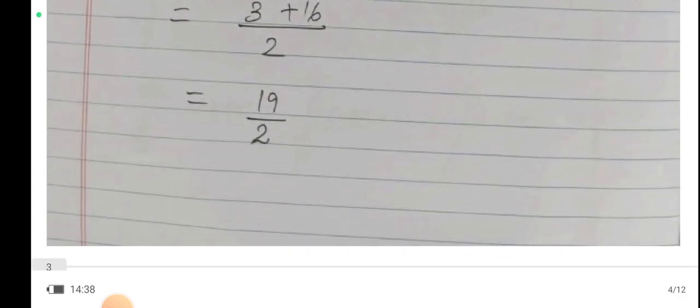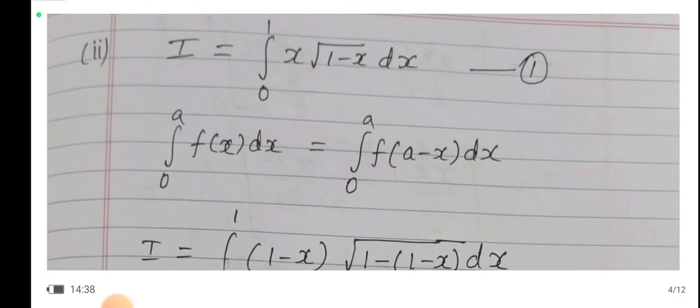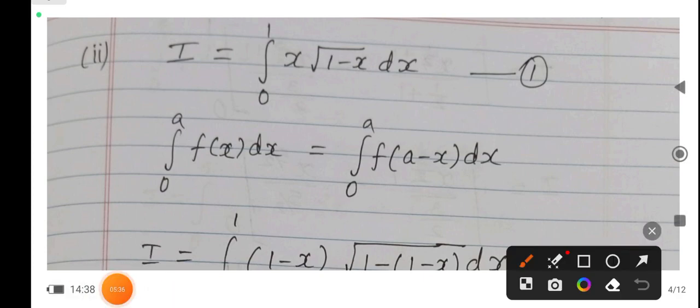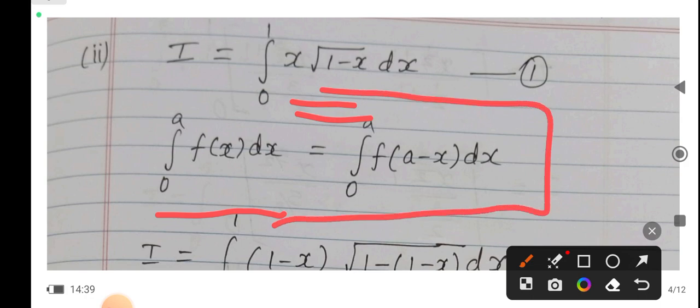Okay, first subdivision clear. Can we go for the second one? I equals integral 0 to 1 x root over 1 minus x. Can you just guess what property is going to apply here? Integral 0 to a f of x dx equals integral 0 to a f of a minus x dx.